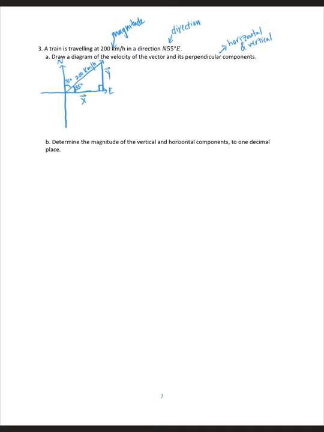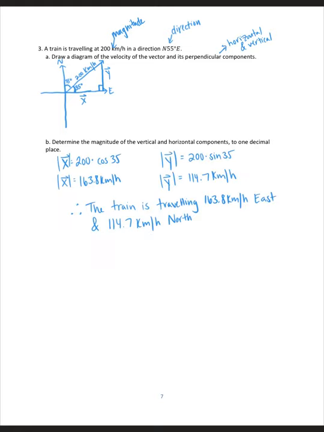vector. Okay, so part B says determine the magnitude of the vertical and horizontal components to 1 decimal place. So go ahead and pause the video and work through finding what the magnitude is of the horizontal and the vertical. All right, there's the solution for that. So same idea, multiplying the resultant vector by the cosine or sine when you're trying to determine the vertical and horizontal components. And then always wrap it up with a therefore statement. So therefore, the train is traveling 163.8 kilometers per hour east, because that's our horizontal direction, and 114.7 kilometers per hour north, because that represents our vertical component.